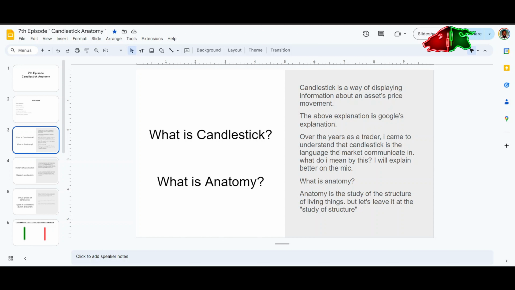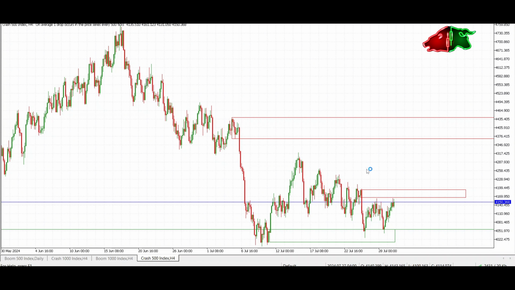And you from an English speaking country, you need to learn how to speak German or French to be able to communicate with the people there. Or you find yourself someone that can interpret what they're saying. You understand what I'm trying to say? So that is how these candlesticks are.